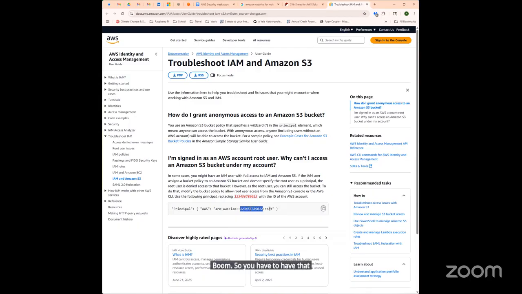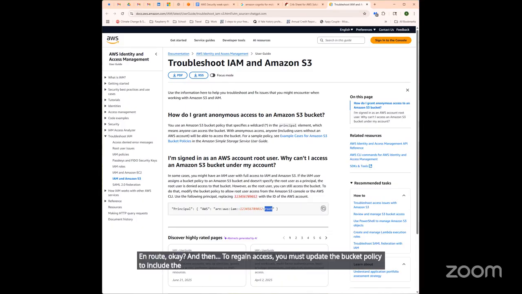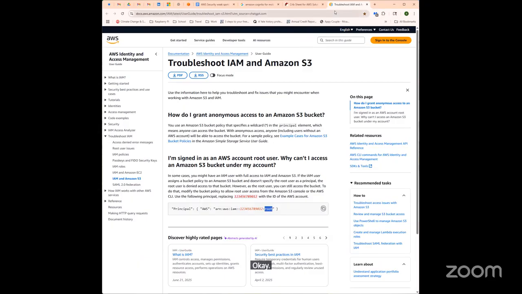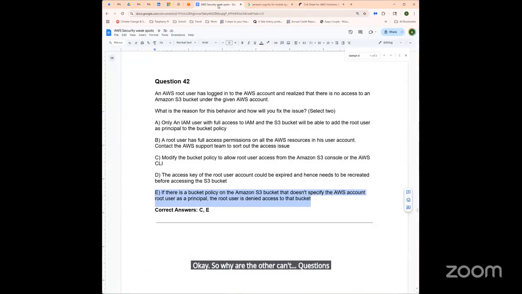That would be the account and root, okay? And then to regain access, you must update the bucket policy to include the root ARN as the principal, which is shown. And so this ensures that the root is explicitly granted access. Okay. So why are the other questions incorrect? All right. So only IAM user with full IAM access.